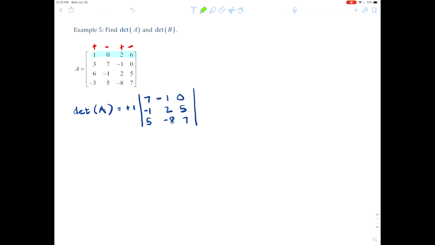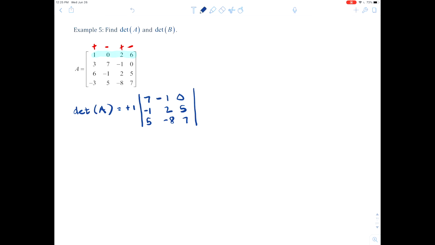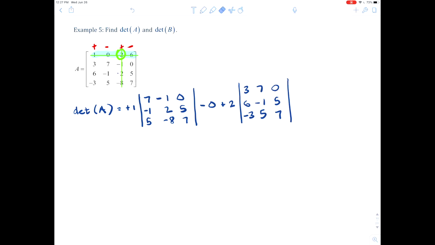Beautiful. We'll be expanding about the 0. Do you see that's just going to be 0 no matter what the determinant ends up being? So I'm just going to write minus 0. Now when we expand about the entry in the first row, third column, we will get plus 2 times. So when I circle the 2, cross out the first row and the third column, what's going to happen?